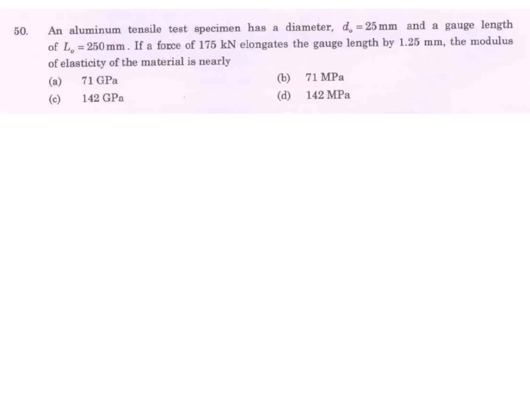An aluminum tensile stress specimen has a diameter D0 equal to 25 mm and gauge length of L0 equal to 250 mm. If a force of 175 kN elongates the gauge length by 1.25 mm, the modulus of elasticity of the material is nearly how much? Modulus of elasticity. Here data given: D0 is 25 mm, original length L0, P equal to 175 into 10 to the power 3 Newton.